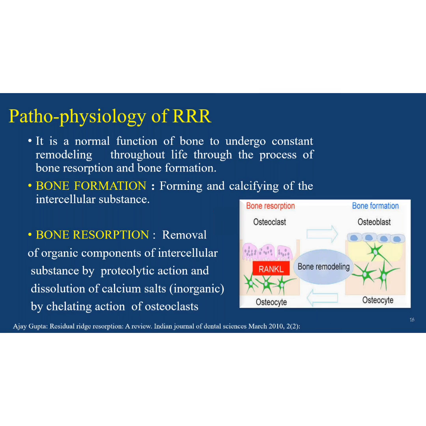Pathophysiology of residual ridge resorption. It is a normal function of bone to undergo constant remodeling throughout life through the process of bone resorption and bone formation. Bone formation is forming and calcifying the intercellular substance. Bone resorption: the sequence of events in bone resorption, the first phase involves formation of osteoclastic progenitors in the hemopoietic tissues, followed by their vascular dissemination into the blood as pre-osteoclasts.